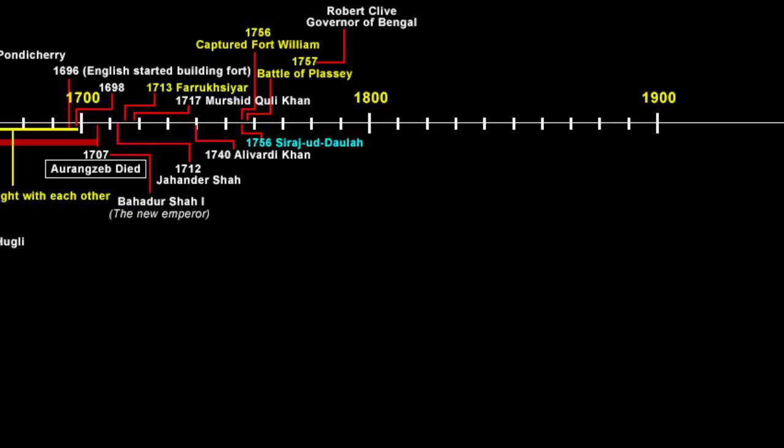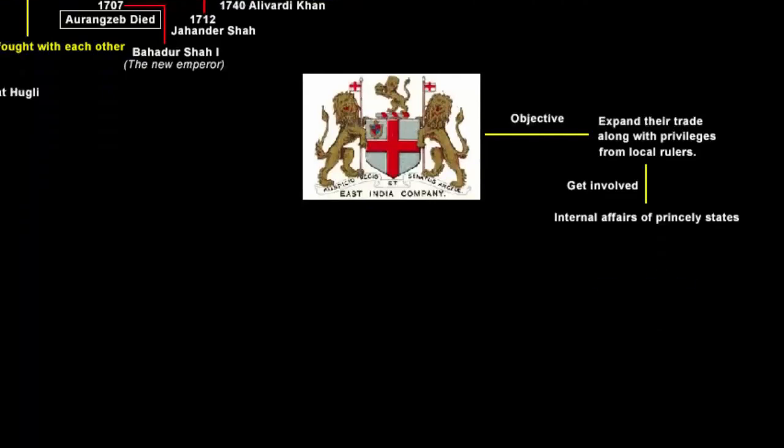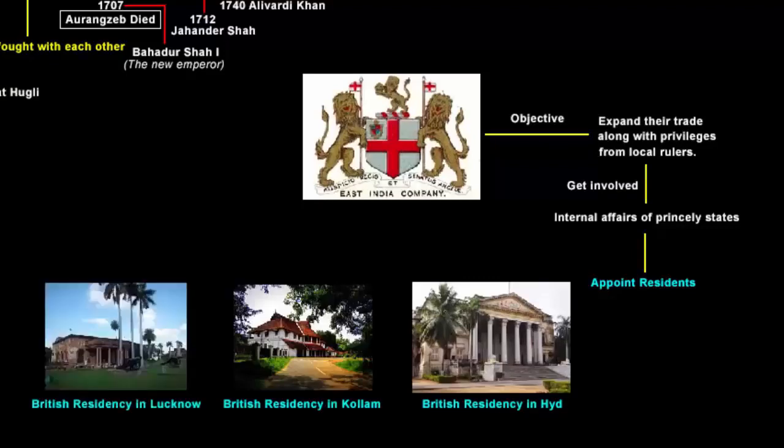The victory gave a massive boost to the company because now they felt they were capable of ruling as well, apart from trading. But then the company was not interested in taking over the responsibility of administration. Their prime object was to expand their trade with privileges from the local ruler. For this to happen, the company had to get itself involved in the internal affairs of the states. Keeping that in mind, the company started a new system called the residency system, in which the company would appoint a resident who dealt with the relations between British India and a large number of princely states, particularly looking after the interest of the company's trade.